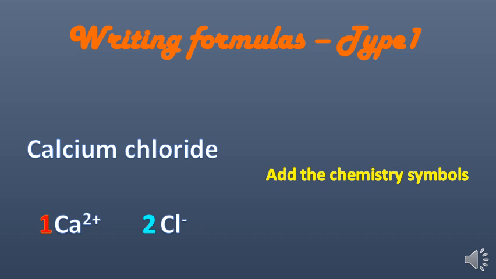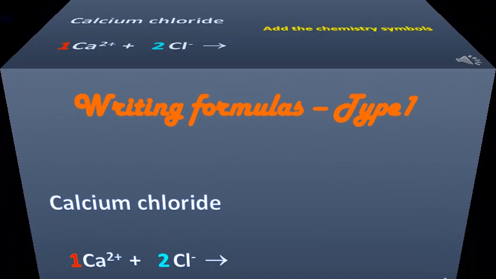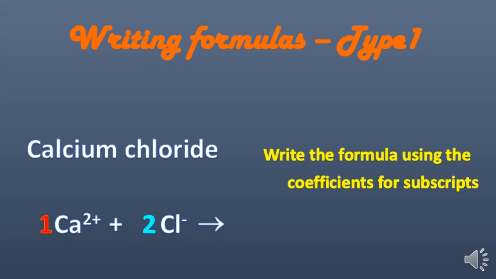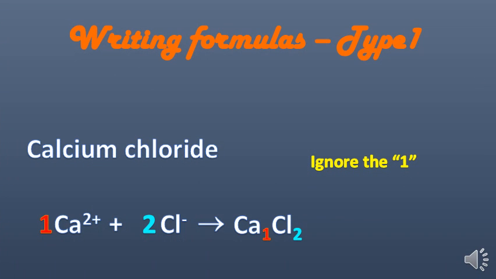Now we're going to add in some chemistry symbols. Lastly, you write the formula using those coefficients for subscripts. I just want to make one change to this formula, just one. Ignore the ones. Booyah! We're done.